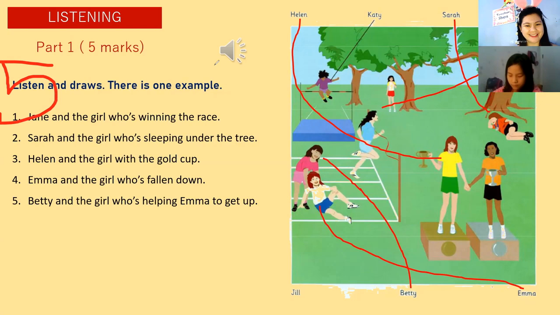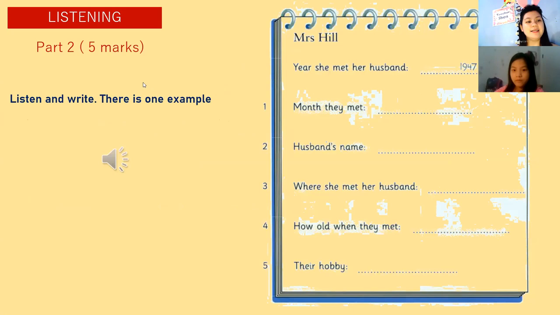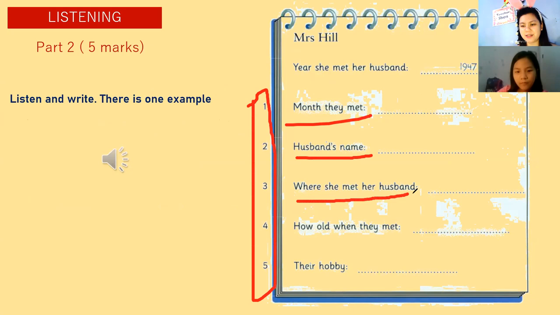Okay, now this time let's proceed to part two. This is also 5 points, okay? Remember the year, the month they met, okay? Remember this question from 1 to 5, okay? Month they met, husband's name, where she met her husband, how old when they met, and what their hobby. Okay, listen carefully.